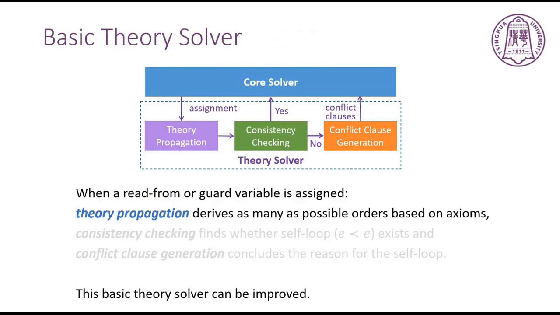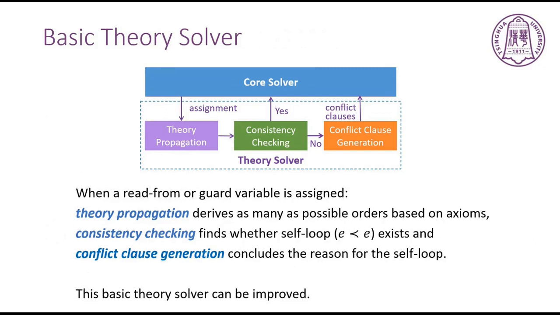Now, from the theory definition and axioms, there is a traditional design of a basic theory solver. Once an assignment is made, theory propagation uses axioms to derive orders as many as possible. After theory propagation derives all orders, consistency checking finds self-loops among these orders. If a self-loop is found, we call this an inconsistency and generate the corresponding conflict clause.